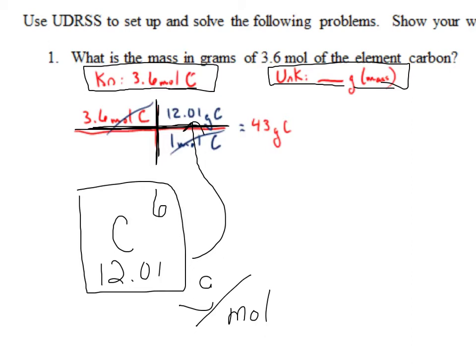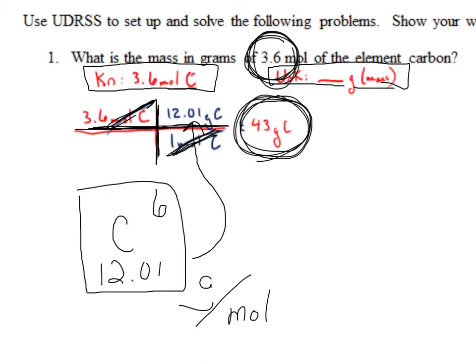So that's the number we're going to use right up here in our mole calculation. So 3.6 moles of carbon. 1 mole of carbon is 12.01 grams. So the moles of carbon cancel, and we do 3.6 times 12.01. And we only started with 2 significant digits here, 3.6. So our final answer we'll round to 2 significant digits, 43 grams of carbon.